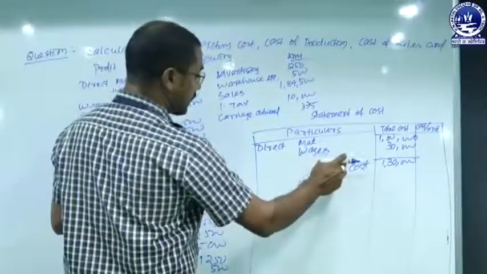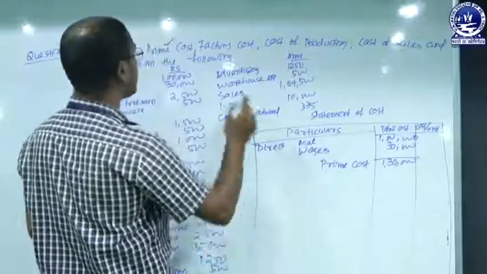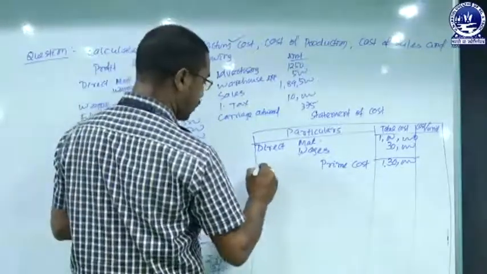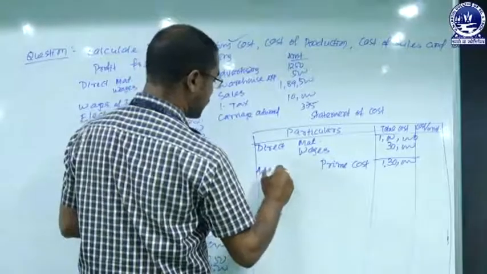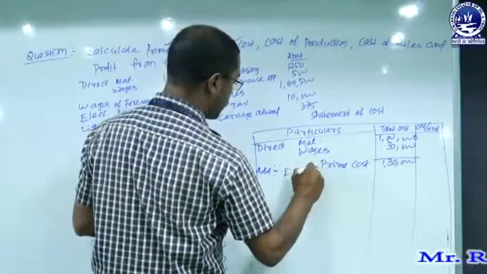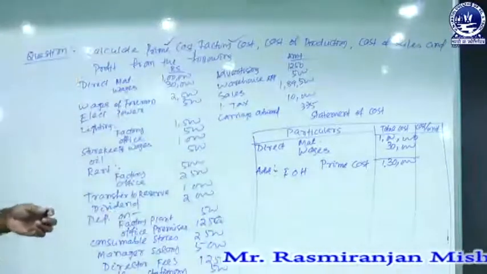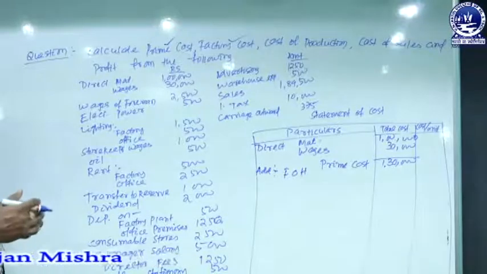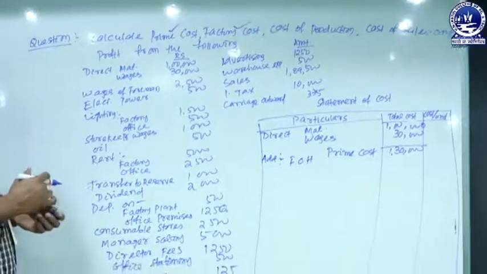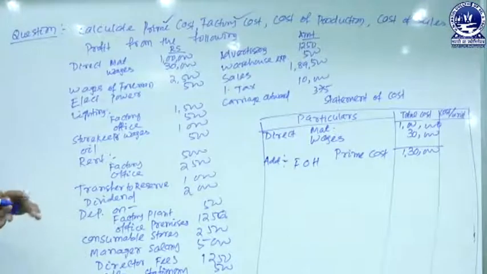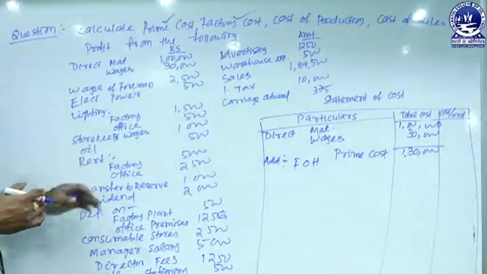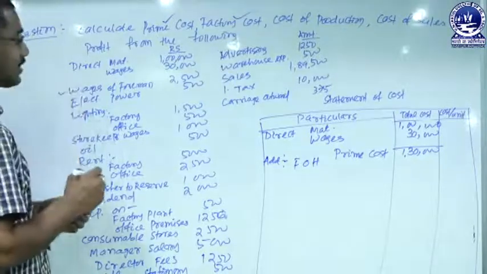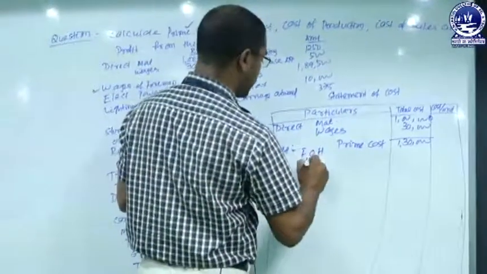Then when we add the prime cost with factory overhead, the result is factory cost. So what is factory overhead, or what items are taken into consideration under factory overhead? Factory overhead means those items that purely relate to the factory, the items of expenses at the time of production for producing a product. Those come under factory overhead. There is one expense, wages of foreman, that comes under factory overhead.